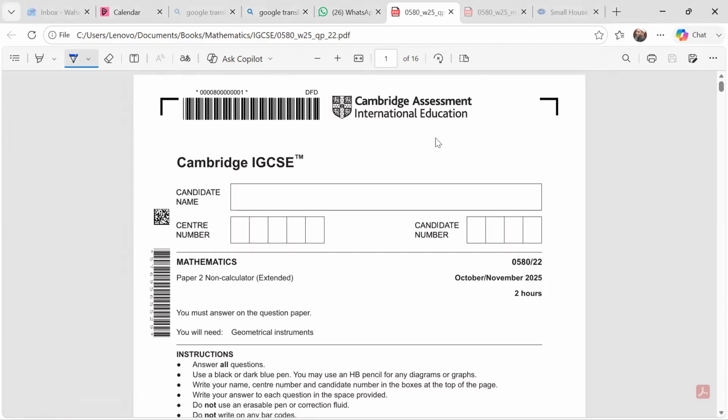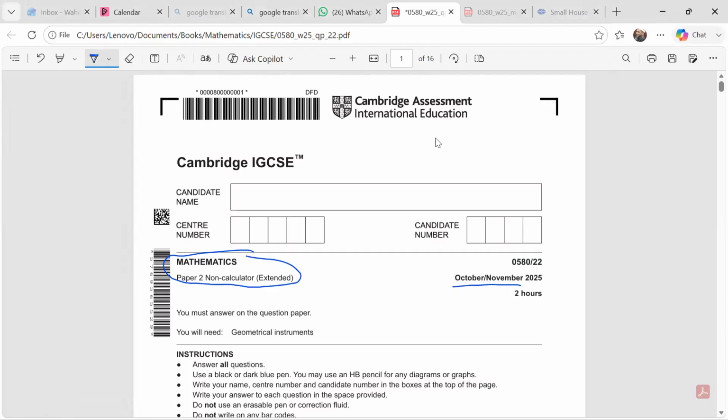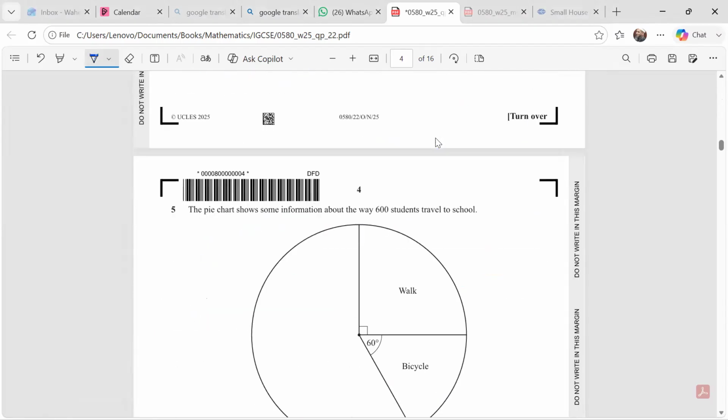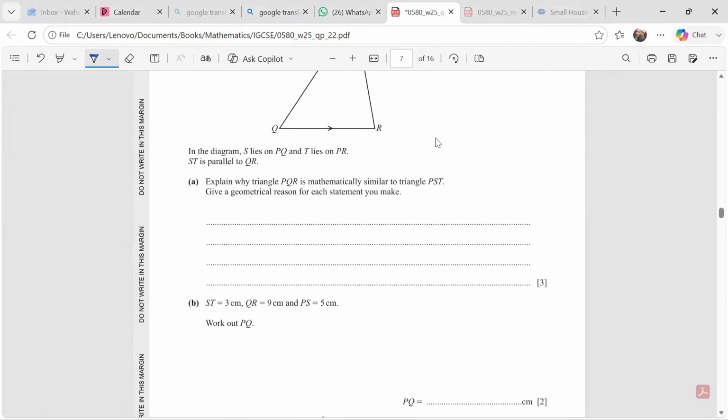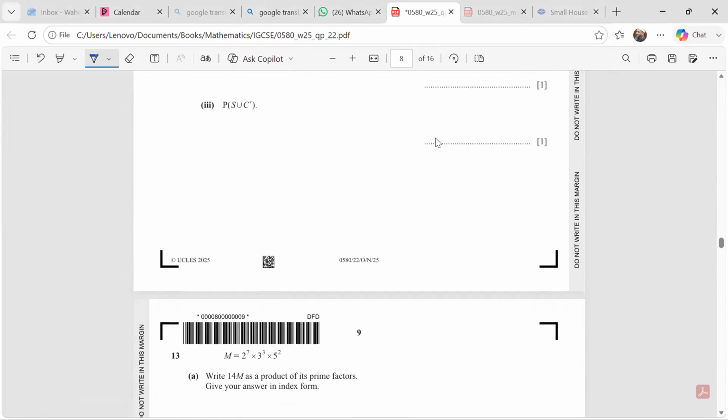We have been solving this past paper. Right now I have paper two, which has been extended, October November 2029. We have already done questions up to question 19. You can check in your previous video. So right now I will do question 20.